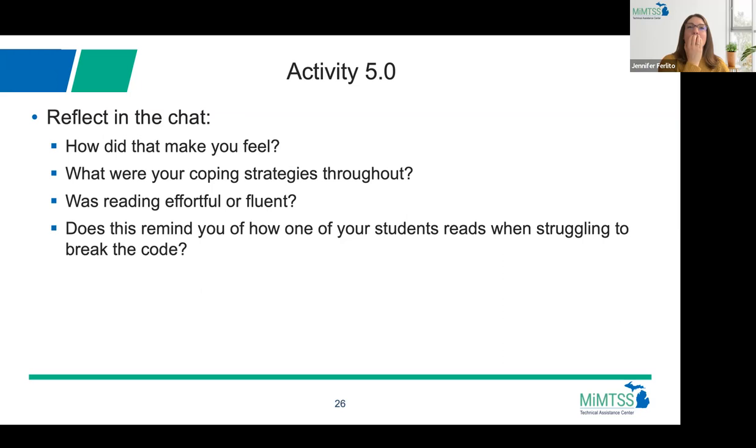Gave up. There's a lot of people who gave up. Fatiguing, frustrated and stopped. So how do you think this relates to a child trying to read our English code, break our English code? Your accuracy was way off. Absolutely, Grace. No joy of reading, right? When something is so effortful. Absolutely. Felt like a puzzle.